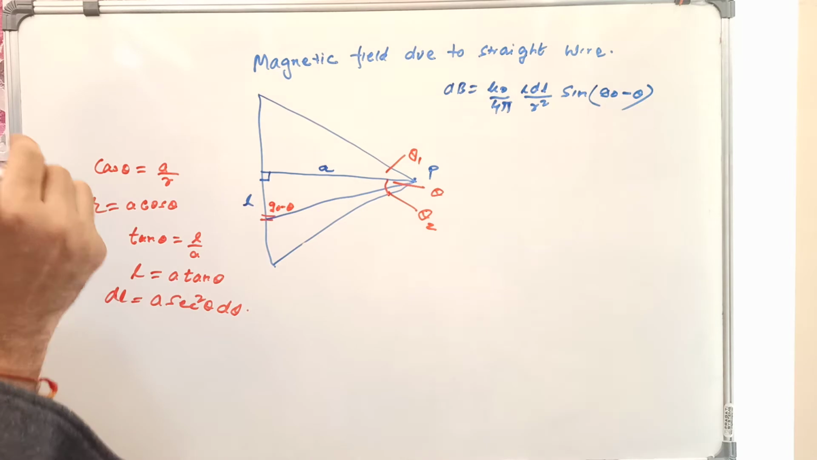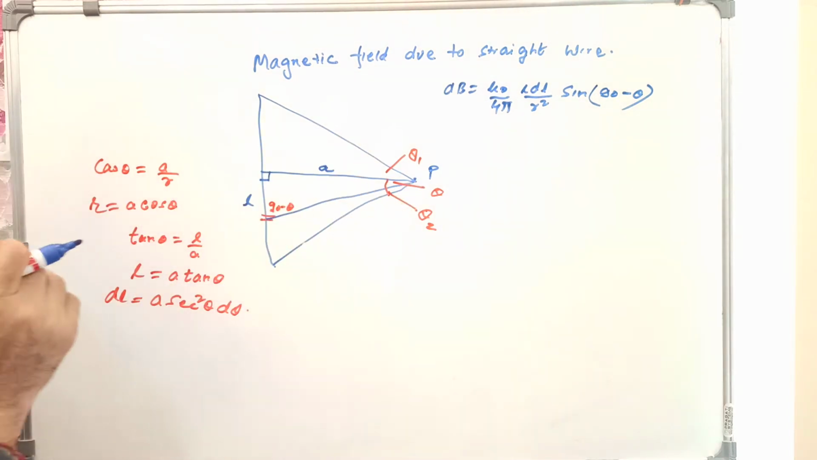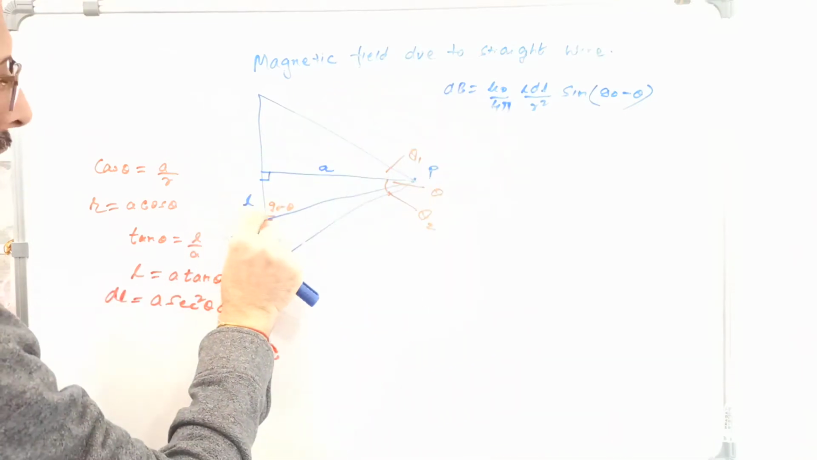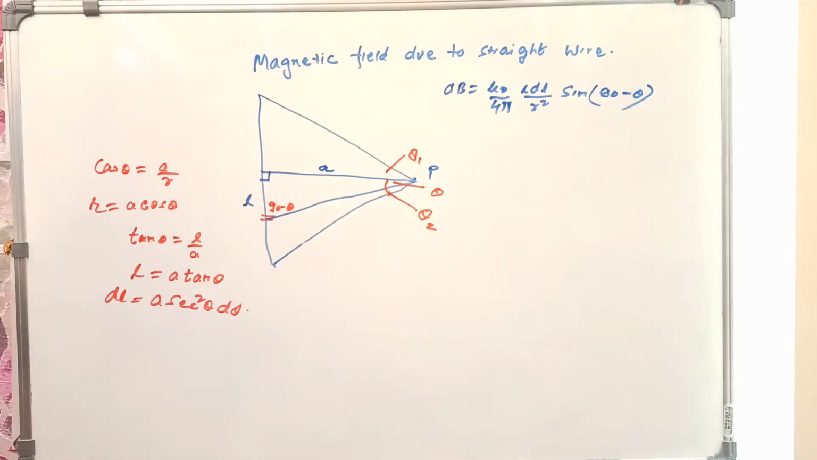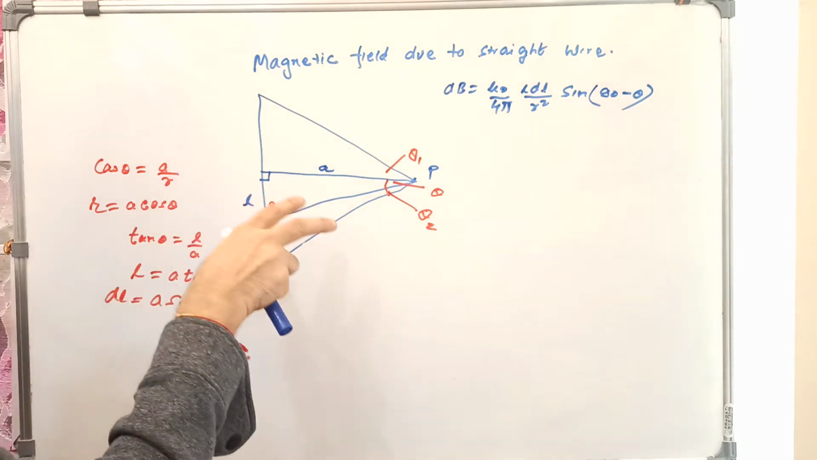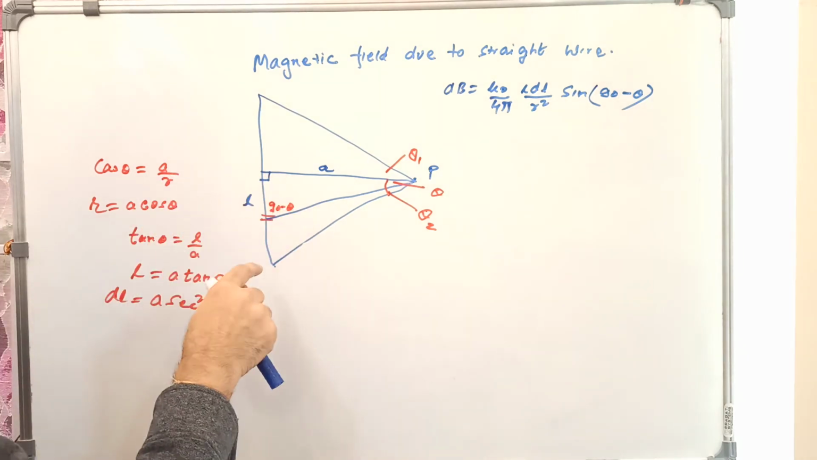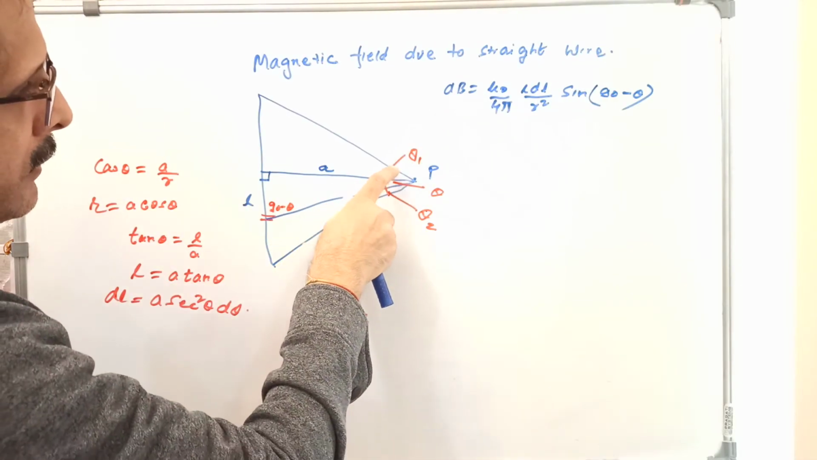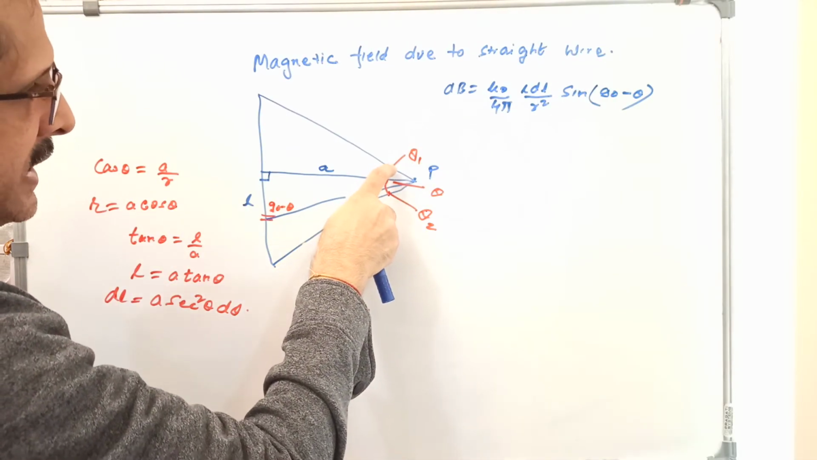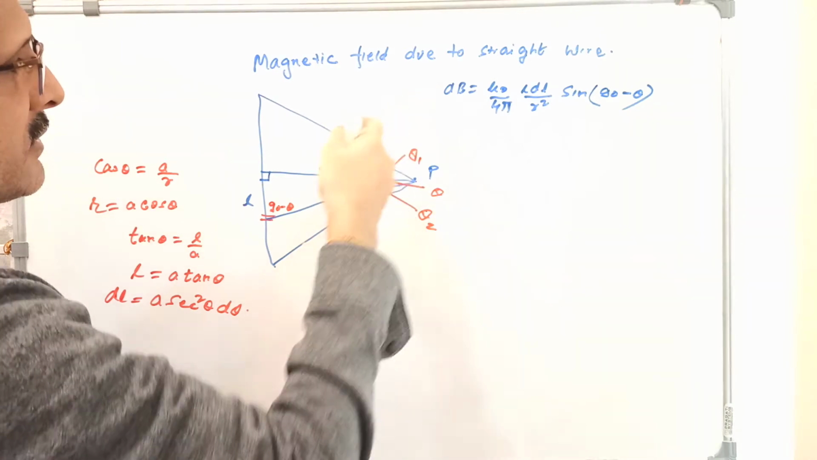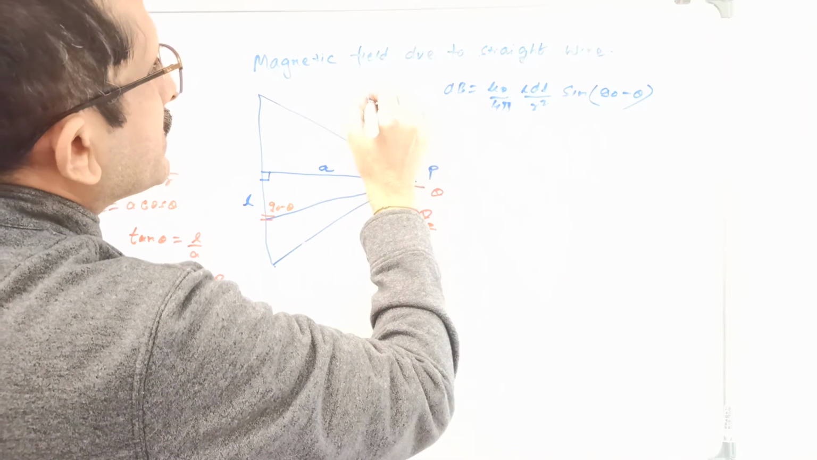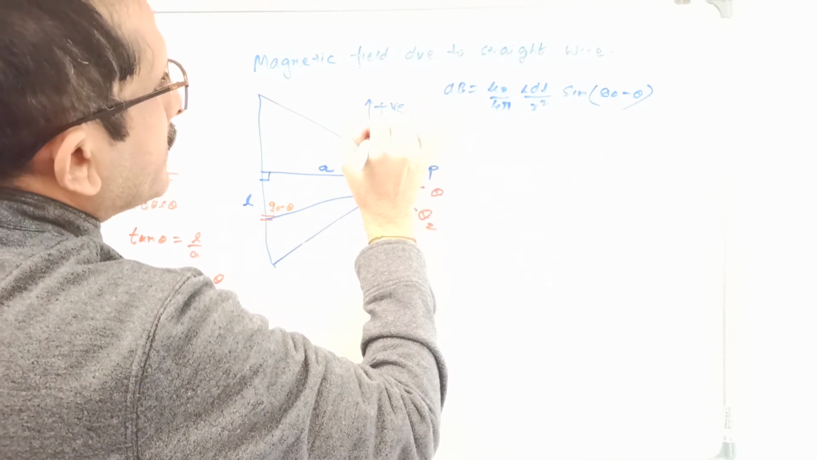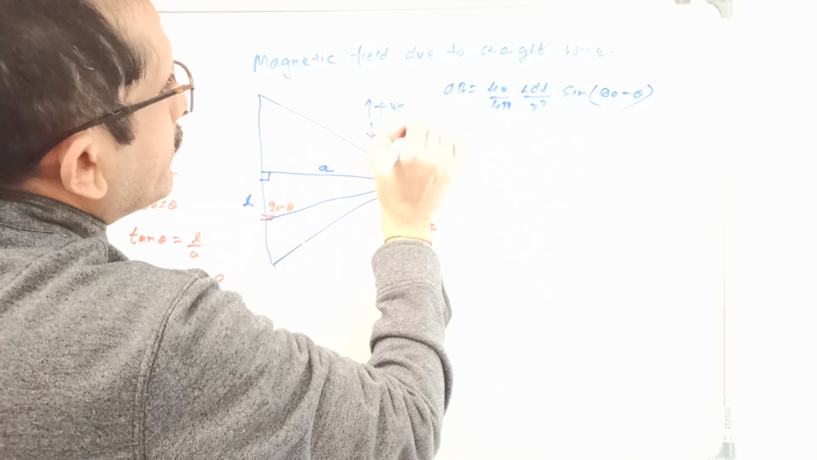Okay, now what I will do is, after putting this, remember this is only for this incremental length. So right now I will think in the scenario we are in. In this scenario, we will integrate both sides from, let's say, theta 1. Let's take this side as positive and this side as negative.